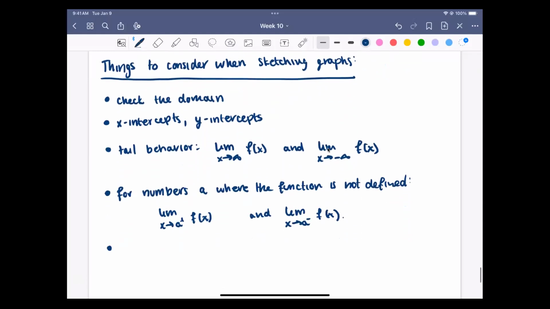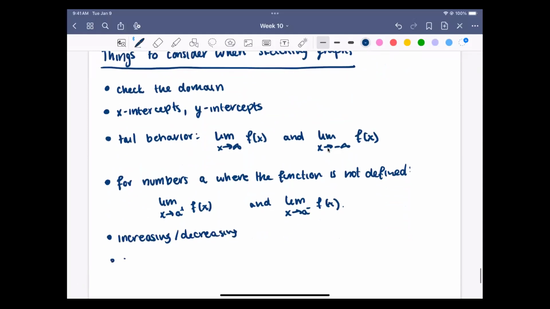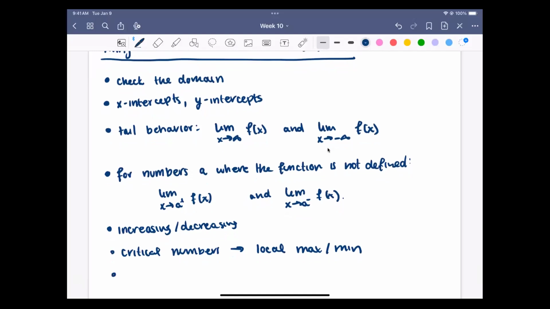Okay, and then the things that we have been doing: you want to know where it's increasing and decreasing. You want to know the critical numbers. And then from there, whether there's a local max or min at any of those numbers. And then you also want to find the concavity and inflection points.